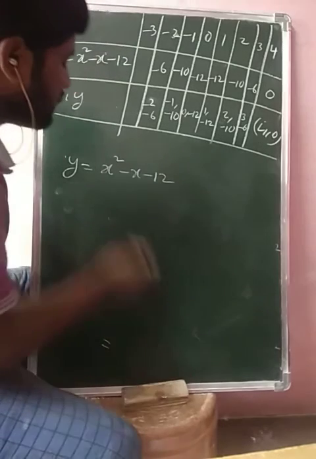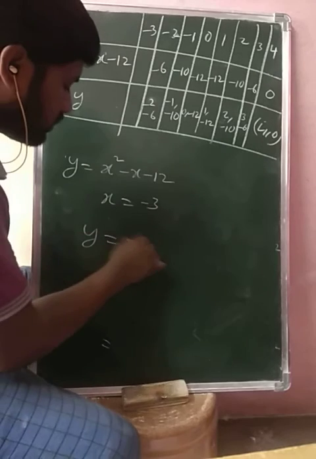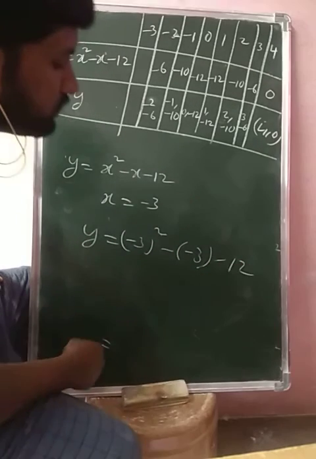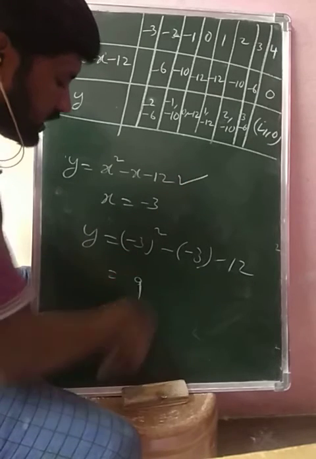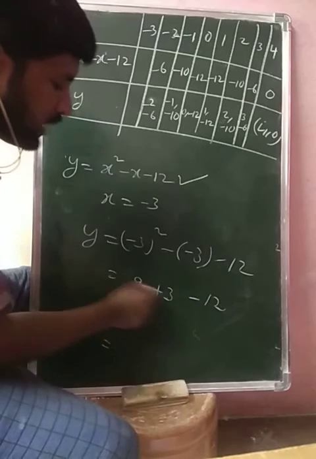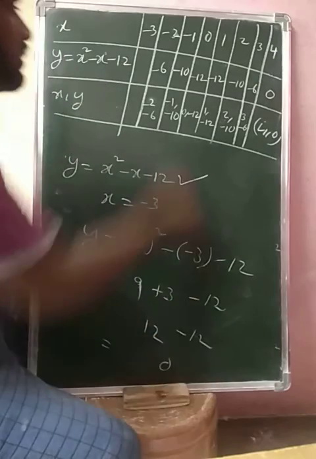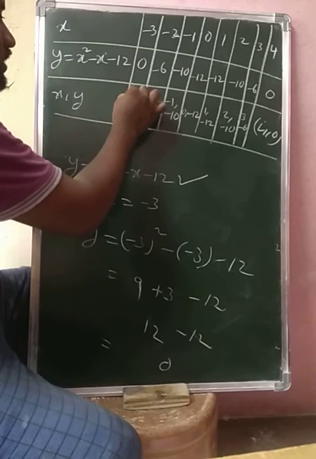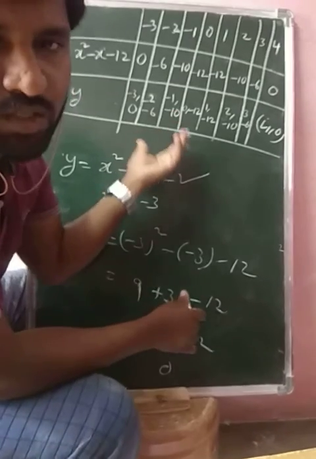And if we substitute in the place of x, that is minus 3, the value of y is equals to minus 3 square minus of minus 3 minus 12. Then minus 3 square means that is 9, minus of minus plus 3, minus 12. 9 plus 3 means that is 12 minus 12. So we get 0. The required point is minus 3 comma 0.